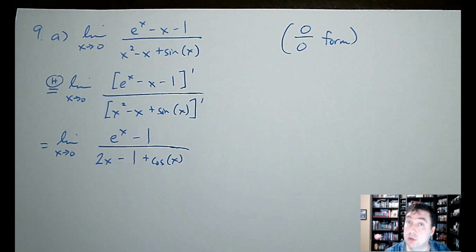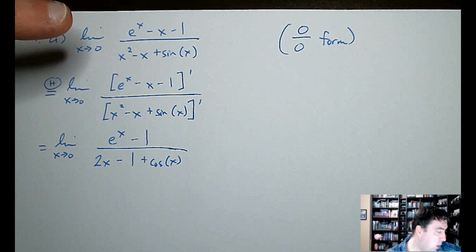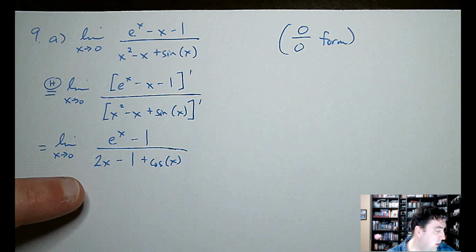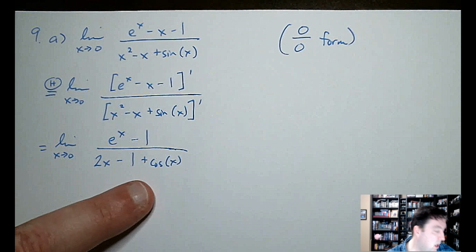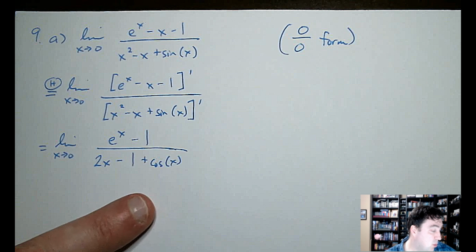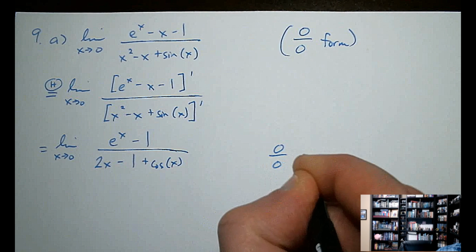And now that we've used L'Hopital's rule, we'll try direct substitution again. And so this time we'll get e to the 0 minus 1, which is 1 minus 1, which is still 0 on top. 2 times 0, which is 0, minus 1, plus the cosine of 0, which is 1, minus 1 plus 1 is 0 again. So we've got another 0 over 0 form.